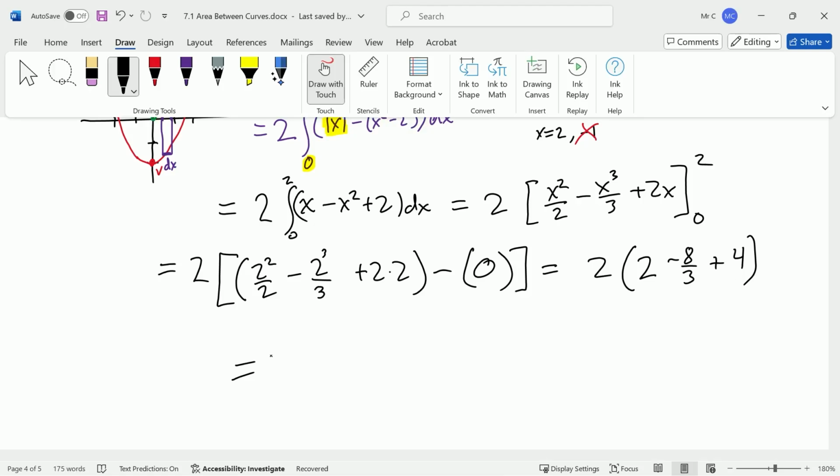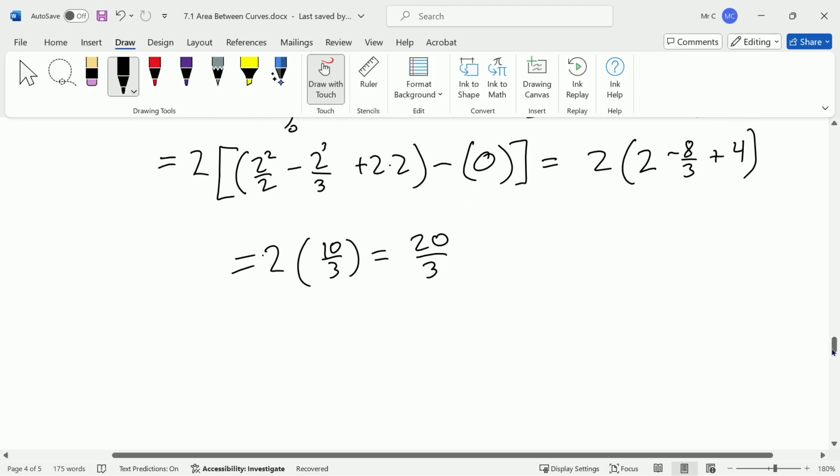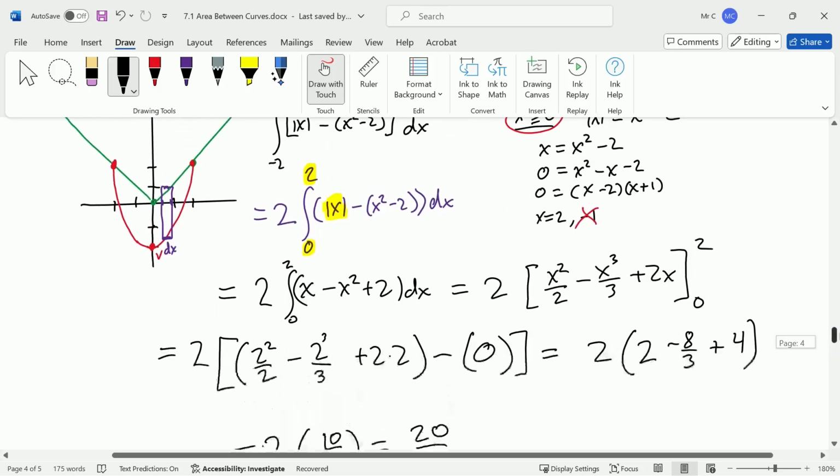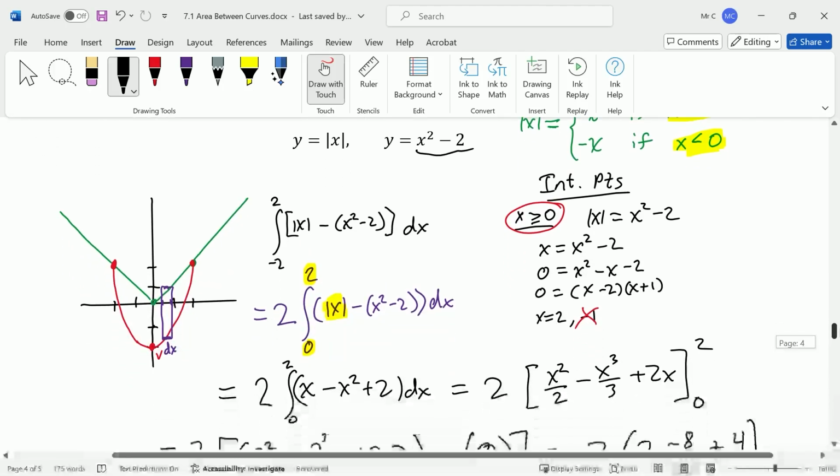All right, so what are we going to get here? 2 times 2 plus 4 is 6, and I want to convert that to thirds, so it'll be 18/3 minus 8/3, that's 10/3. And double it, that's 20/3. Okay, so that's how we can use symmetry to make this a fairly easy integral.